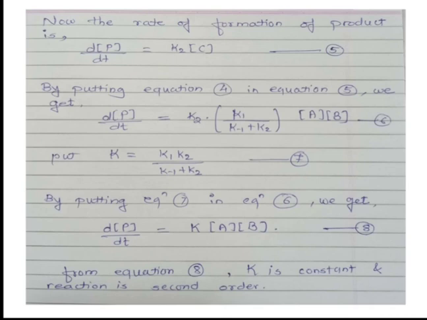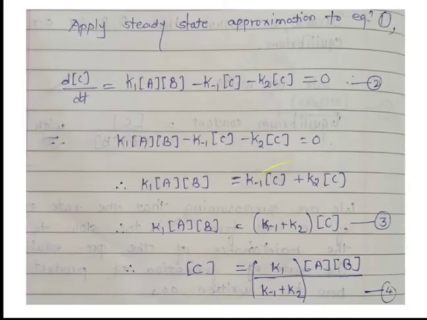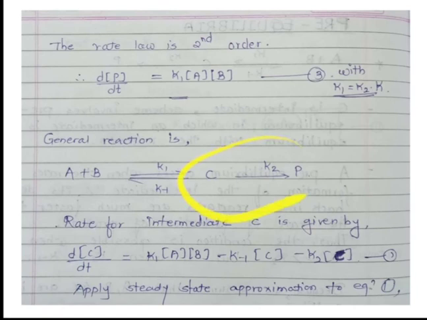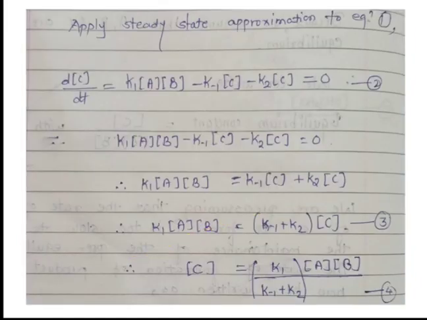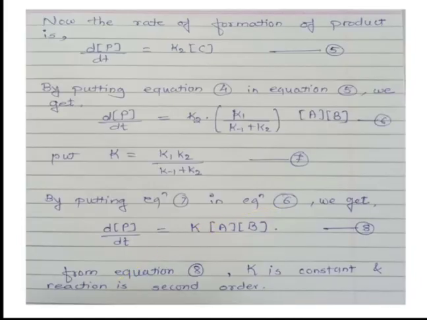Now we have to find out the rate of formation of the product. So rate of change of concentration of product with respect to change in time is given by K2 into concentration of C. As I have shown here, product is formed with rate K2 and the species which is going to decrease to form product is C. So the rate of formation of product dP/dt is equal to K2 into concentration of C. This one is our equation number 5.